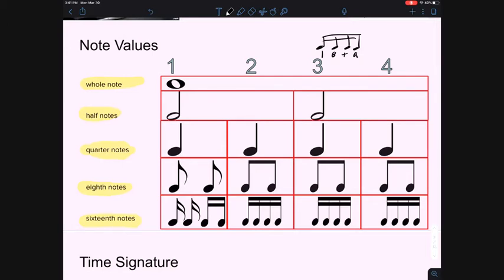Doing it without stopping. Starting right here. 1, 2, ready, go. 1, 2, 3, 4. 1 and 2 and 3 and 4 and 1 E and a, 2 E and a, 3 E and a, 4 E and a. All right. If you need to do that again, feel free to rewind.